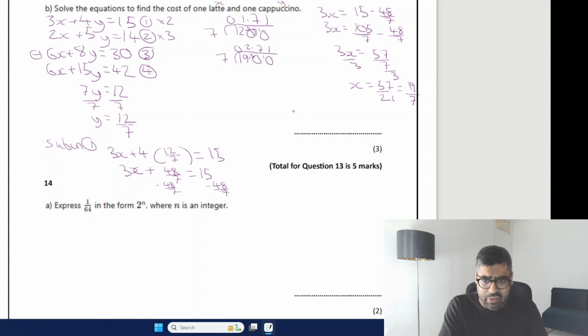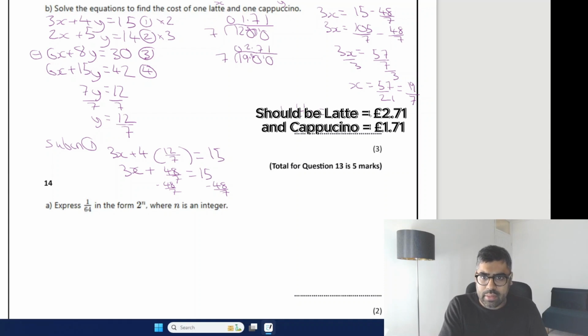So our latte is £1.71 and our cappuccino is £2.71. And that is part B done.